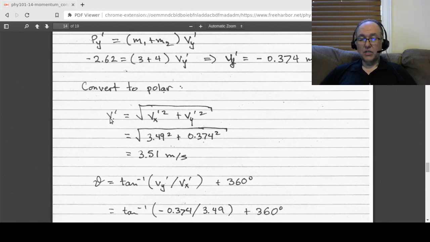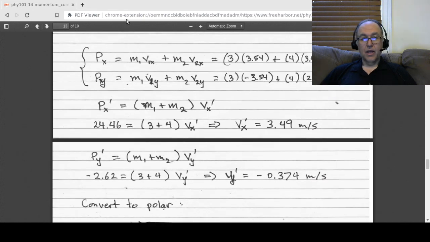To get the magnitude, just use the Pythagorean theorem. So that's 3.49 squared plus 0.374 squared. Take the square root of that, gives you 3.51 meters per second. Okay, and for the angle, we have to use the inverse tangent formula. But look at this. The x component is positive, the y component is negative. So this actually turns out to be in quadrant 4. This is in quadrant 4.